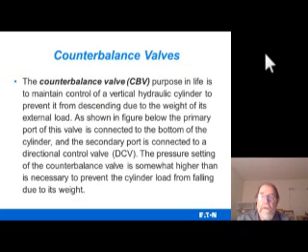Now, the counterbalance valve's purpose in life is to maintain control of a vertical hydraulic cylinder to prevent it from descending due to the weight of its external load. As shown in the figure below, the primary port of this valve is connected to the bottom of the cylinder, and the secondary port is connected to a directional control valve. The pressure setting of the counterbalance valve is somewhat higher than is necessary to prevent the cylinder load from falling due to its weight.